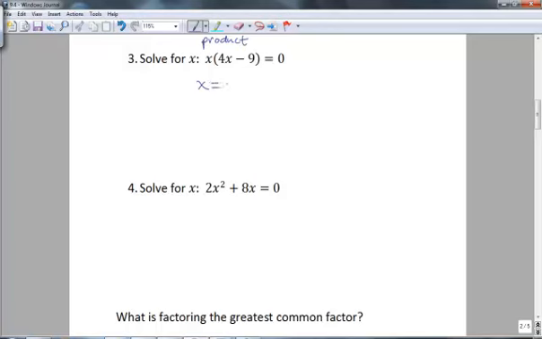Okay, so what we do now is we set each factor equal to 0 using the zero product property. So x is equal to 0. There's my first factor. There's my second one. 4x minus 9 is equal to 0. Of course, that's already done.